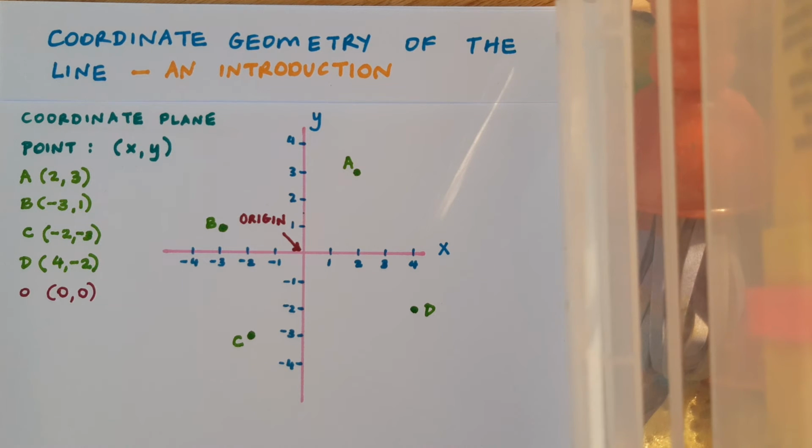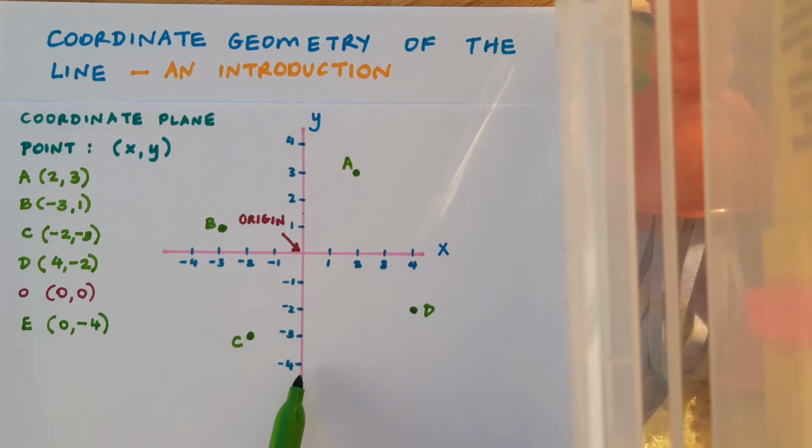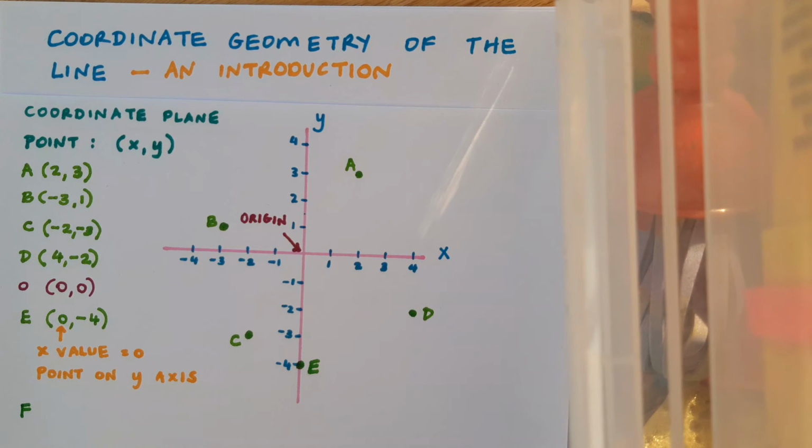Let's graph 2 more points. First off, E, which is the point 0, -4. Again, take a moment to think where this should be located. So this time again, I'm starting at the origin. My x value this time is 0, so I don't move out on the x-axis. I stay put, and I go down to -4 on the y-axis. Note that in this point E, the x value is 0, and the point is on the y-axis.